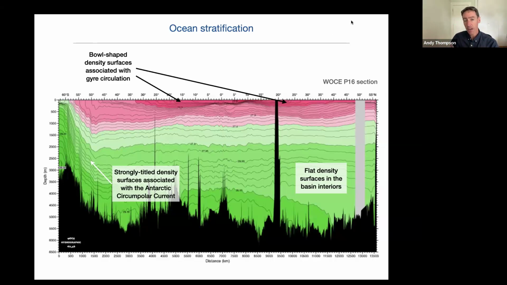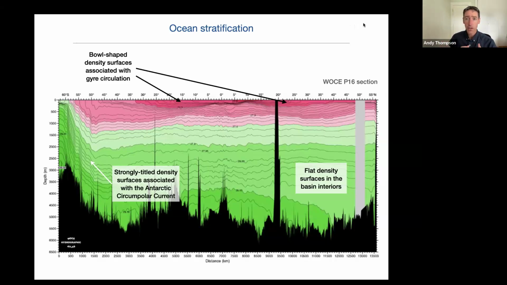And what you see is that there are a couple of key features. If you look near the surface, you see this bowl-shaped structure of the stratification. That's mostly due to the ocean gyres. We're going to be talking mostly about processes that are happening below those gyres. But when you look into the ocean interior, there are two very distinct structures. Throughout most of the global ocean, density surfaces are flat. You have a dominantly vertical stratification, and we're going to talk a little about the importance of water moving up across that stratification.